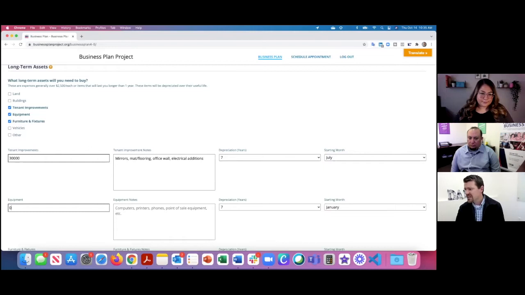Equipment, yeah, let's say we're going to need about $5,000 for some computers, some phone system. Let's see here, 5, 1, 2, 3. And don't plug in commas. That's the one thing I would mention here. It won't add it up correctly.